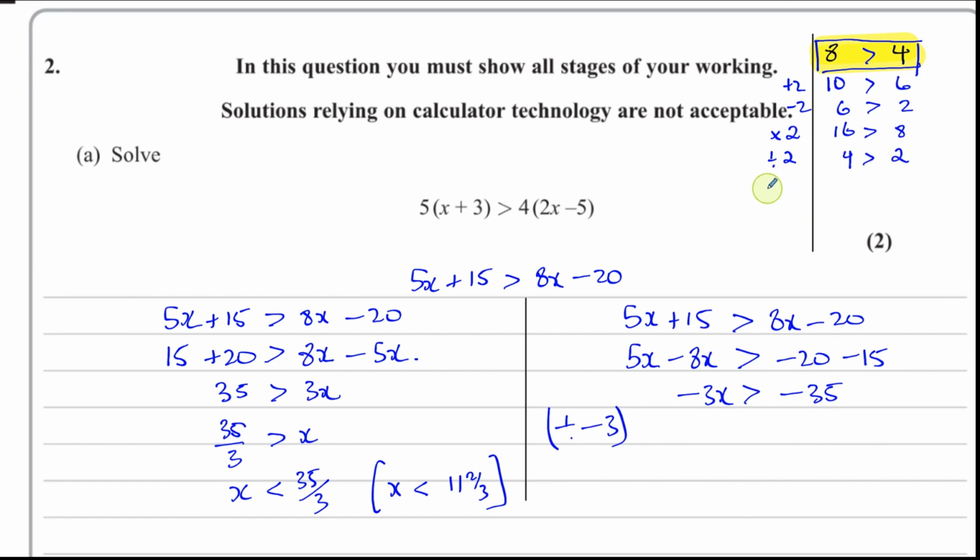Okay. However, if I divide by negative 2, 8 divided by negative 2 is negative 4. And 4 divided by negative 2 is negative 2. Now, if you think about the number line, negative 4 is over here and negative 2 is over here. Negative 4 is less than negative 2. So the inequality sign was flipped when I divided by a negative number.